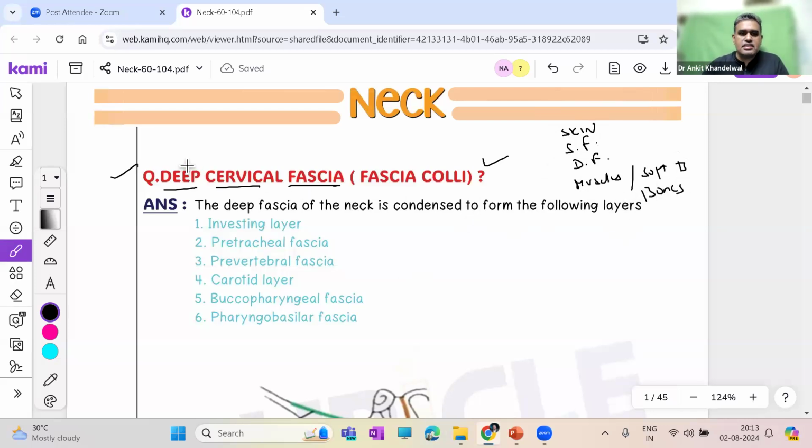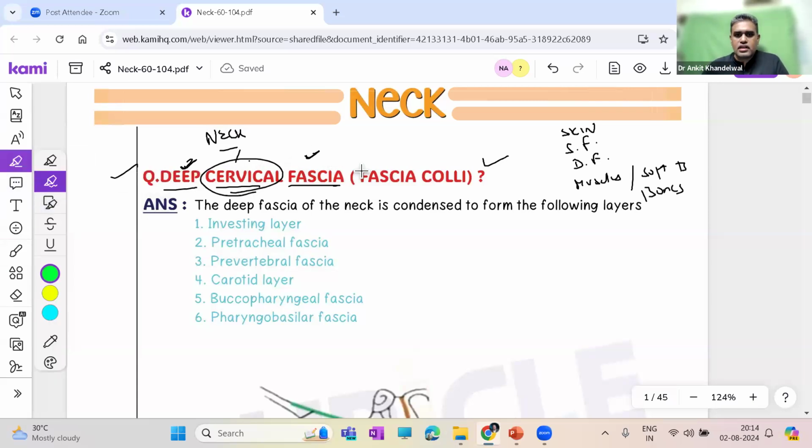Now here the term is deep cervical fascia. So basically, which fascia is it? It is a deep fascia. What do you mean by cervical? Cervical means the neck region. We have the cervical bones over here, the cervical vertebrae. So basically, deep cervical fascia means it is the deep fascia of the neck. So its basic meaning is this.